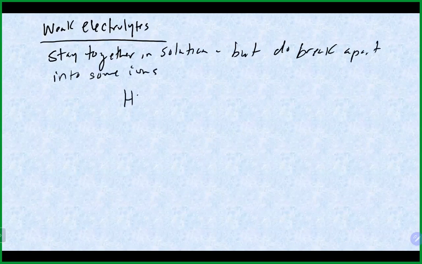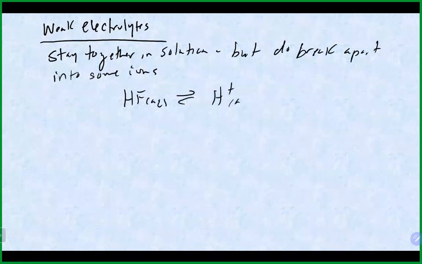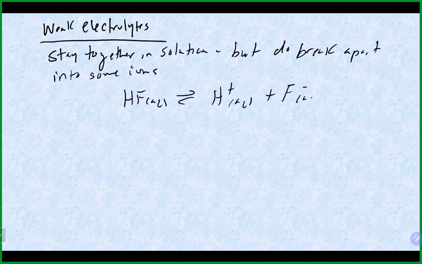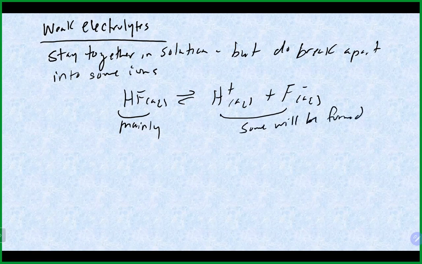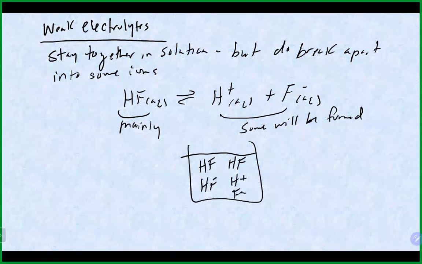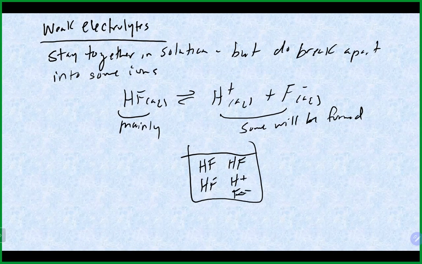So for example, if you had hydrofluoric acid, which is a weak acid, it will break apart into H plus and F minus. The difference between this and a strong electrolyte is that in solution you mainly have the HF still together, but some of these ions will be formed. So if you had a solution, you would have a lot of the HF units still together, but you would still produce a little bit of the individual ions.